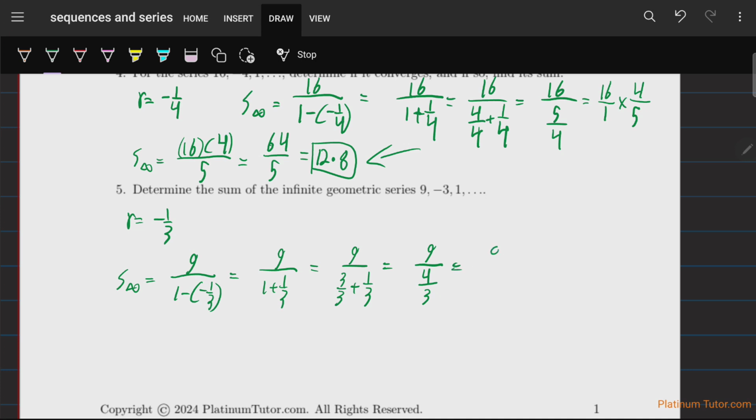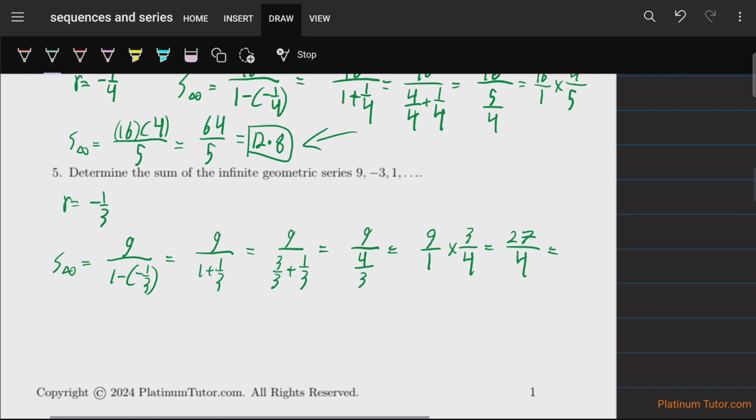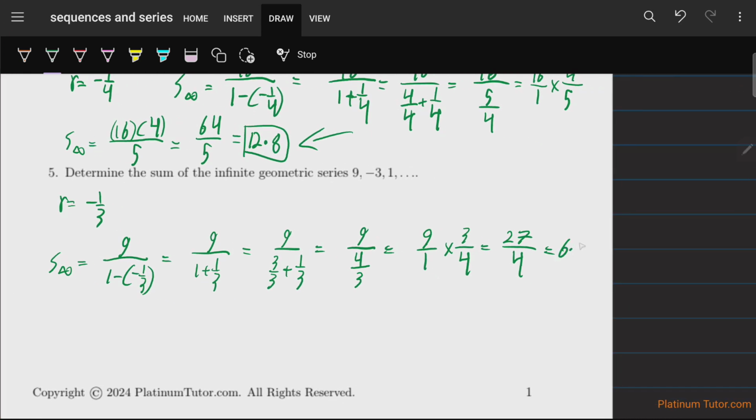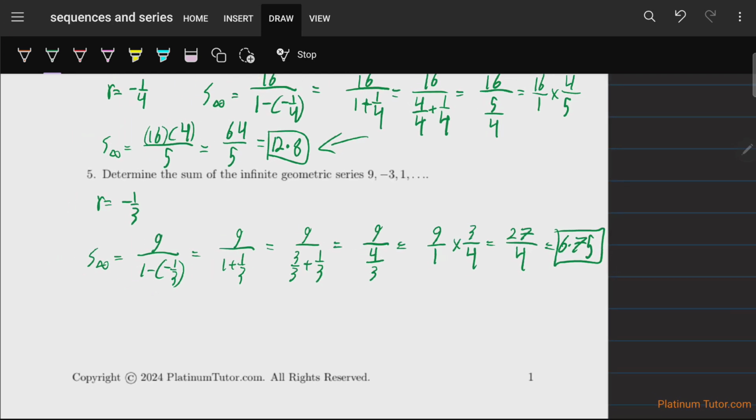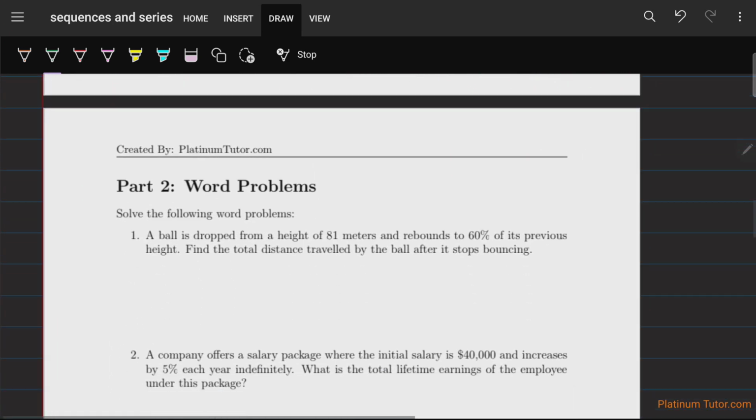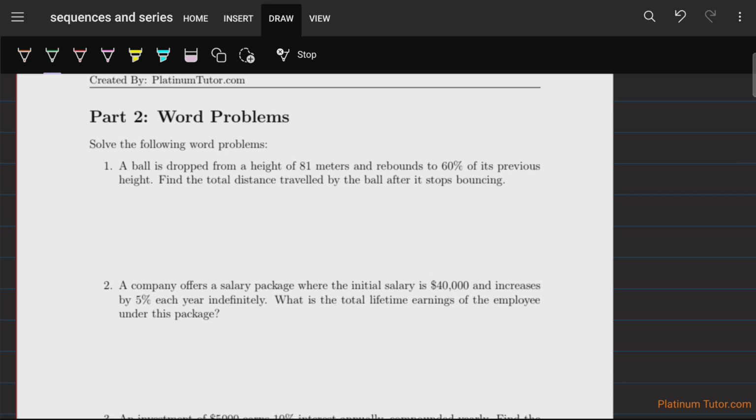9/4, which is the same as, using the same multiplication division trick, 9/1 times 3/4. So this is 27/4, which will come out to, let's see, 27 divided by 4, 6.75. Okay, so the sum comes out to that number. All right, let's have a look at some word problems.